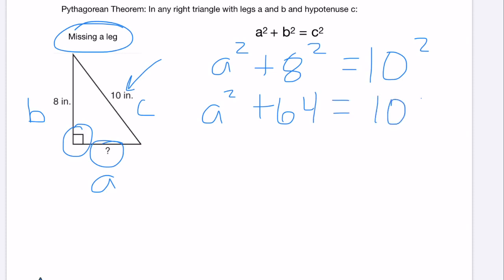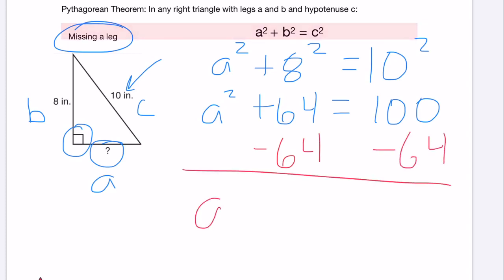And 10 squared is 100. Now in order to solve for a in this situation, we need to undo our plus 64. So we are going to subtract 64 from both sides of the equation. That's going to leave us with a squared equals 36.